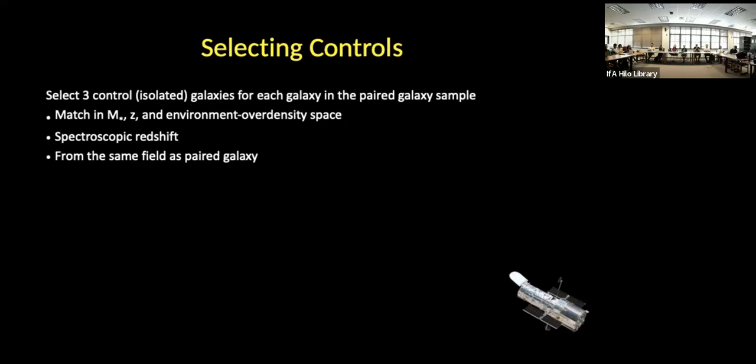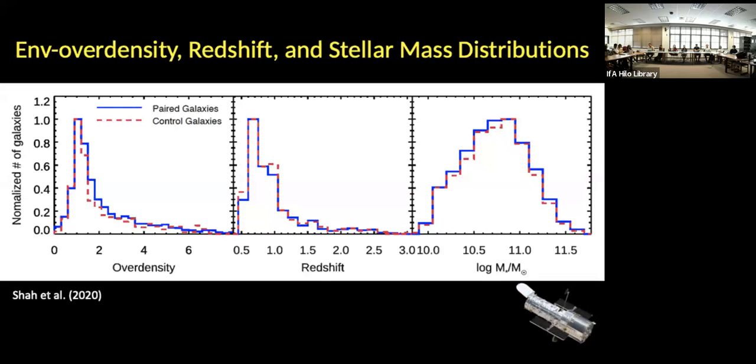Furthermore, I also require the control galaxy to have a spectroscopic redshift, because there are different biases associated with spectroscopic observations, so we also wanted to control for that. And on top of that, I also select controls from the same field as my paired galaxy. So we really try to control for all these different biases and other properties so that we can actually see the impact of interaction. And here is again the distribution of my pairs and controls, and as you can see, they match very well. So basically we are controlling for most of the properties that can affect the star formation rate and AGN activity.